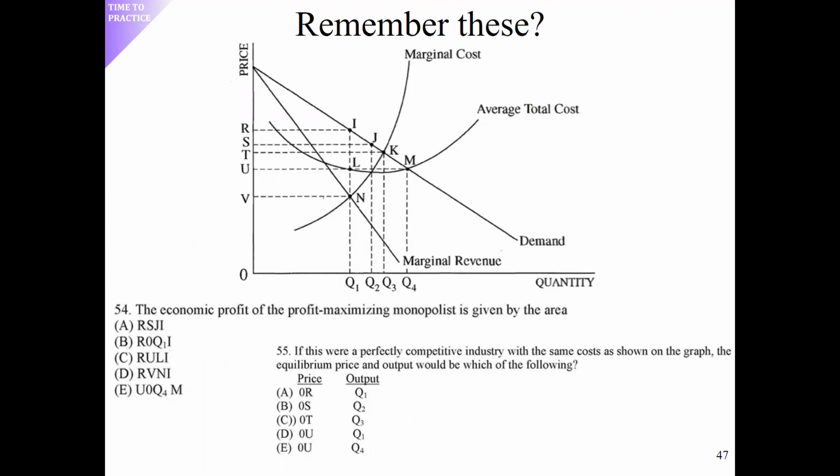Mike, in perfect competition, what does the industry graph look like? It's just supply and demand. Okay, so marginal cost is supply, demand is demand. So you would be producing at K, right? Yeah. Which is T, we may call it OT, and Q3. Easy money. That's free money on the quiz.